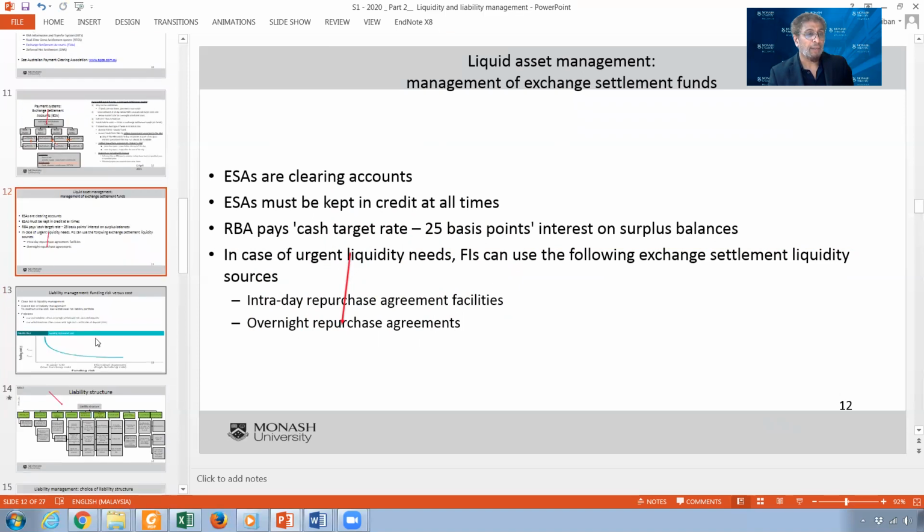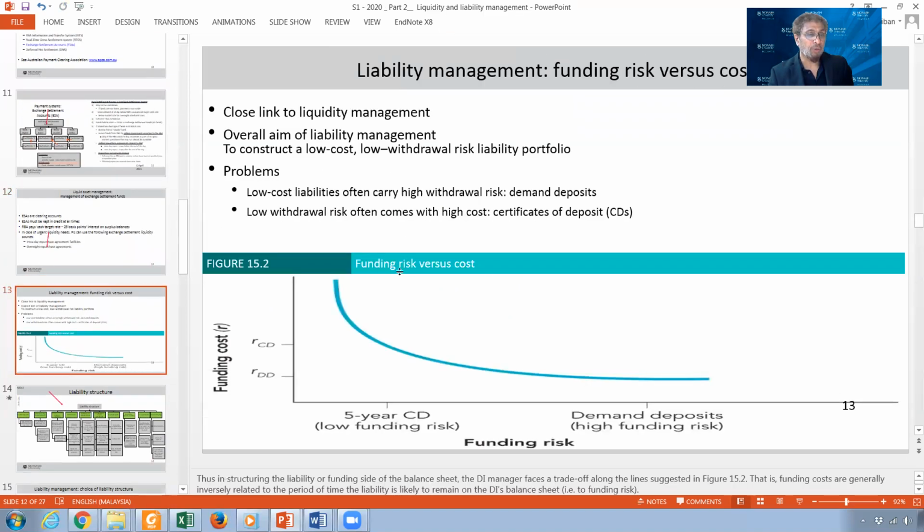Okay. Now this is another issue which we talked about, the trade-off, and I want you to be aware of this one. If I have a CD, which is a certificate of deposit, if you issue it today, it will stay for 1 year.